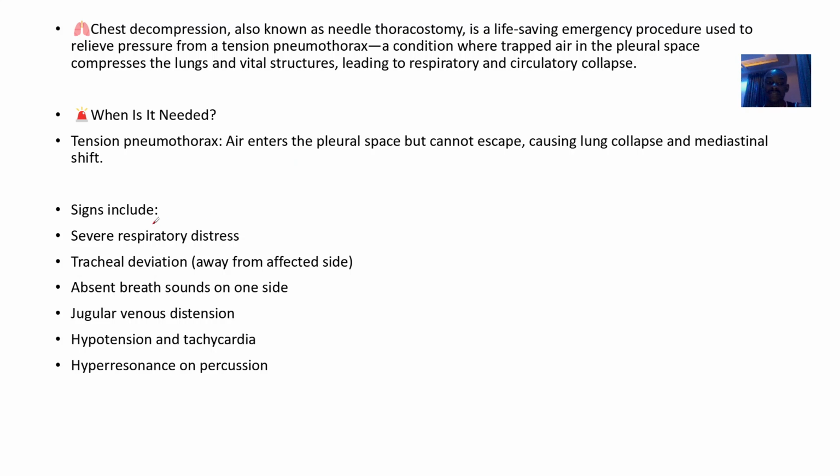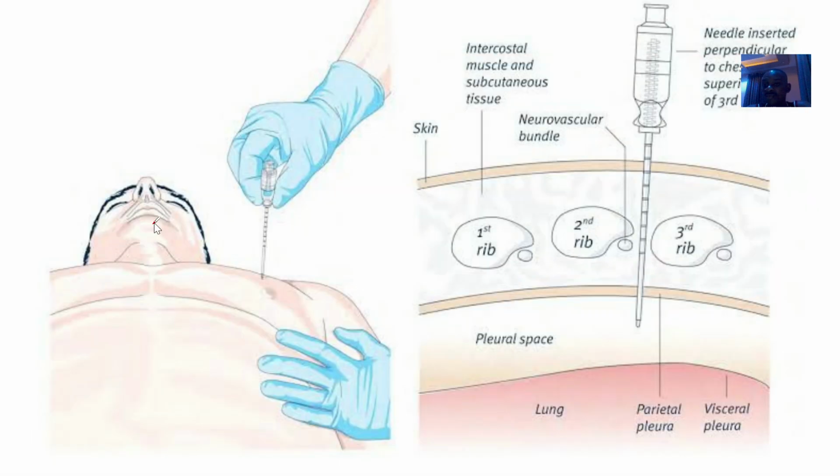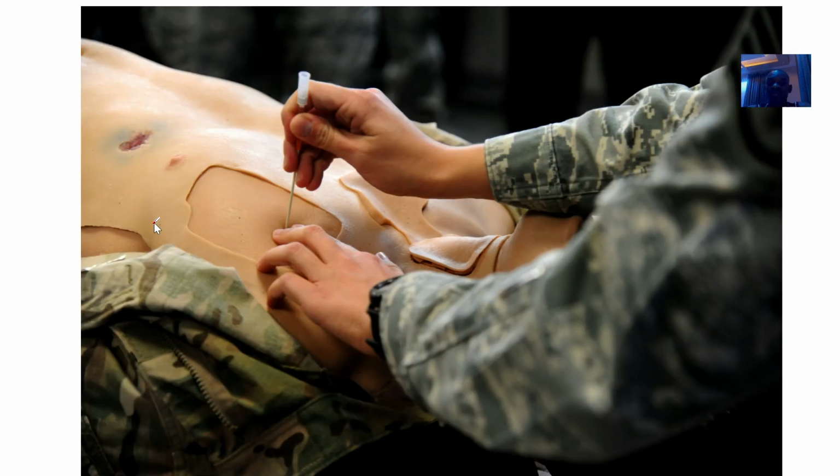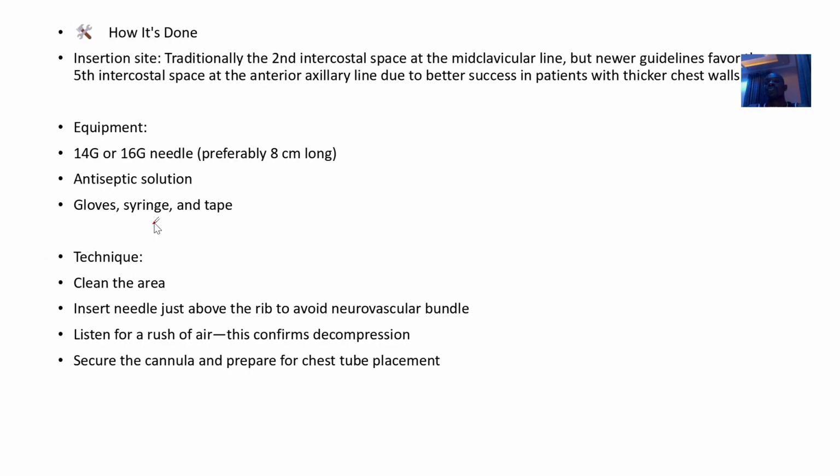So signs include if the person is finding it very difficult to breathe. If you check the trachea, and the trachea is what? Deviated. Absent breathing sounds on one side, jugular venous distension, hypotension and tachycardia, hyperresonance on percussion. These you just have to take in. Just relieve the pressure like that, because the pressure could have been what? Compressing a whole lot of respiratory system components.